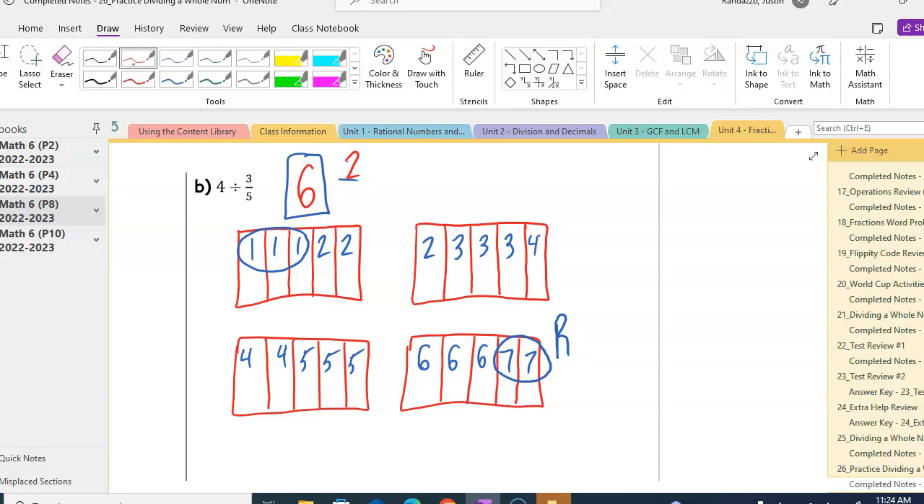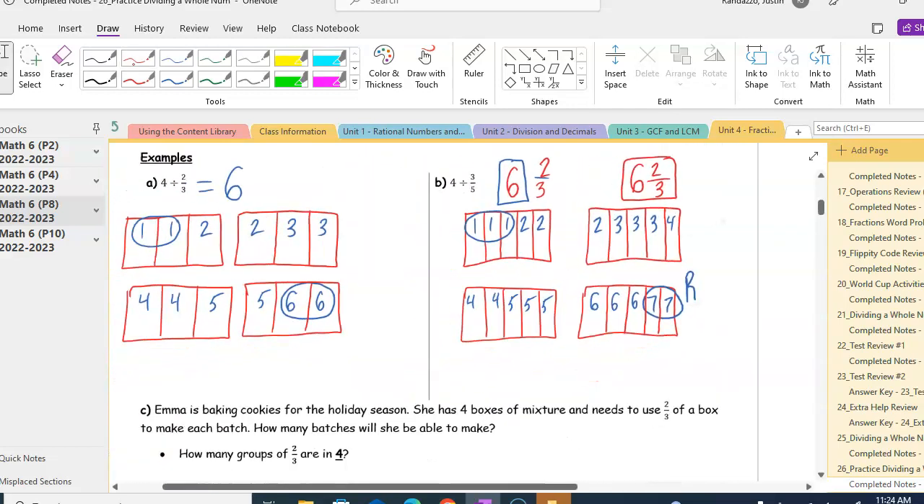So notice each complete group has 3 parts in it. So our remainder is really 2/3. We had 2 parts left over out of the 3 parts that we need to make a complete group. So your quotient here would be 6 2/3. Remember, you can check that using the shortcut as well, but for this, we're just focusing on the models.